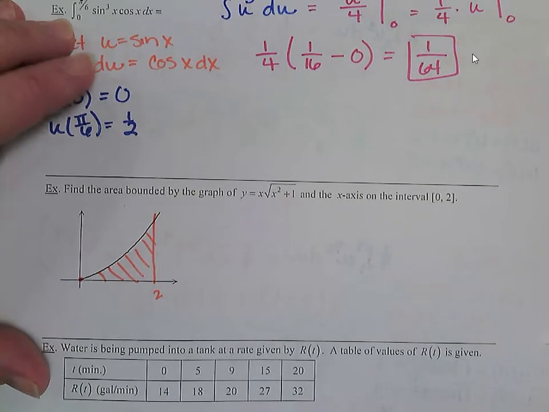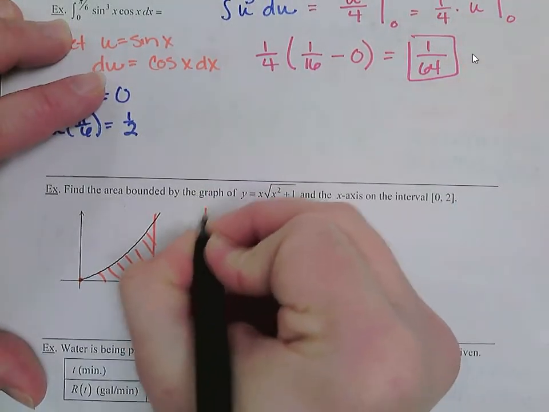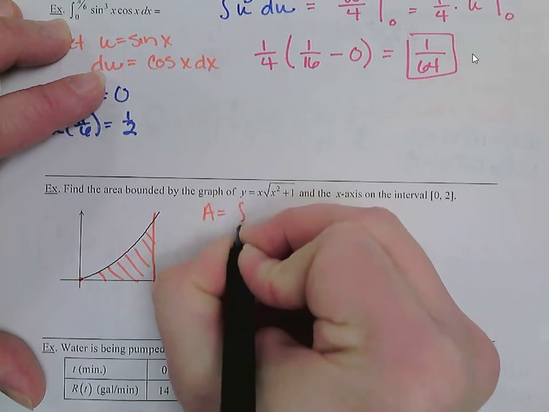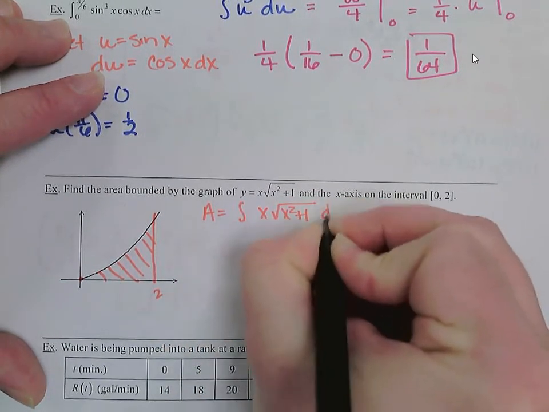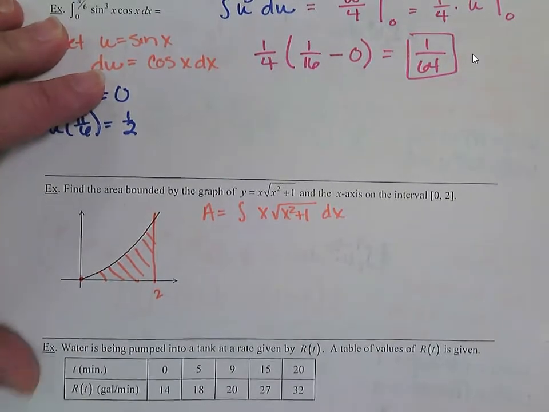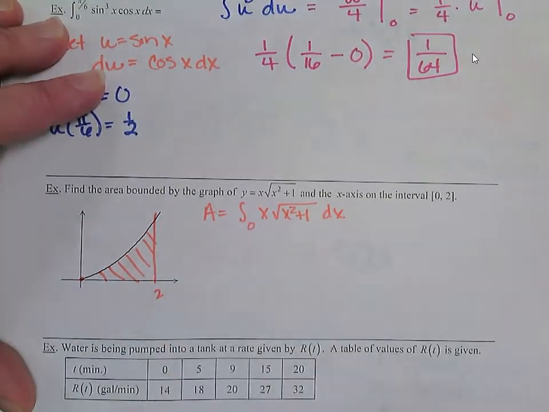So the area will be equal to the integral of x times the square root of x squared plus 1 with respect to x, starting at x equals 0, stopping at x equals 2.